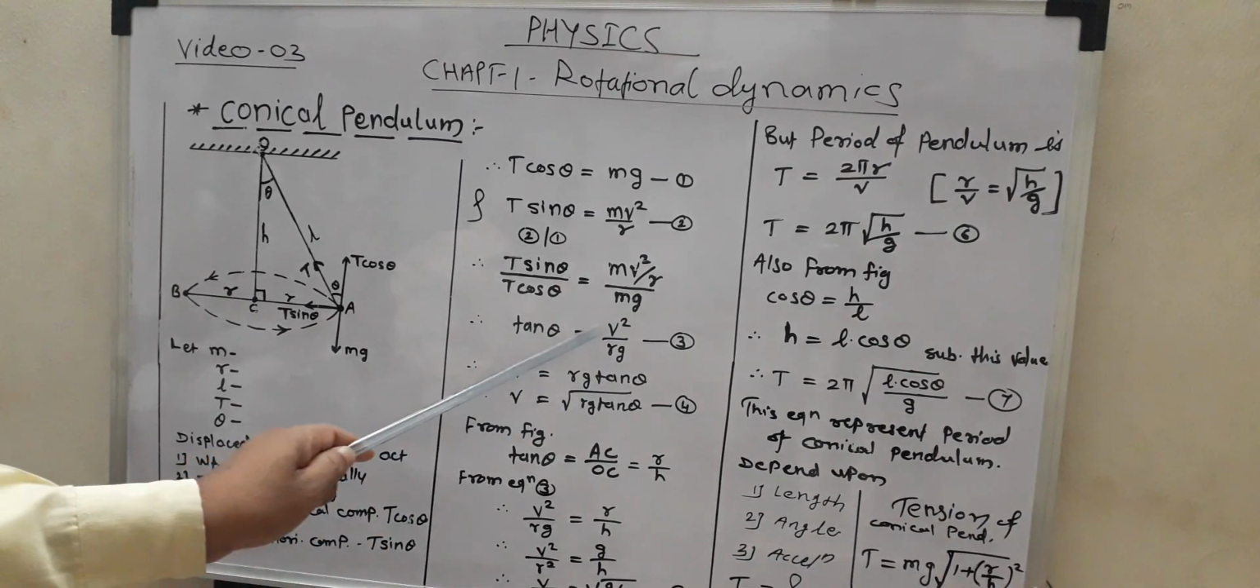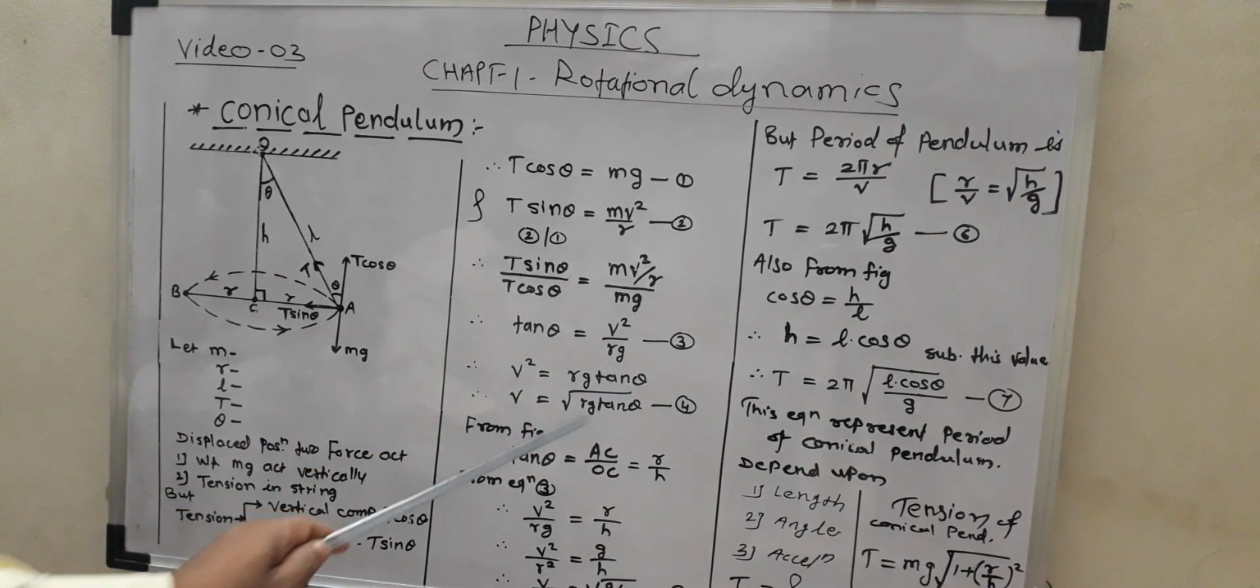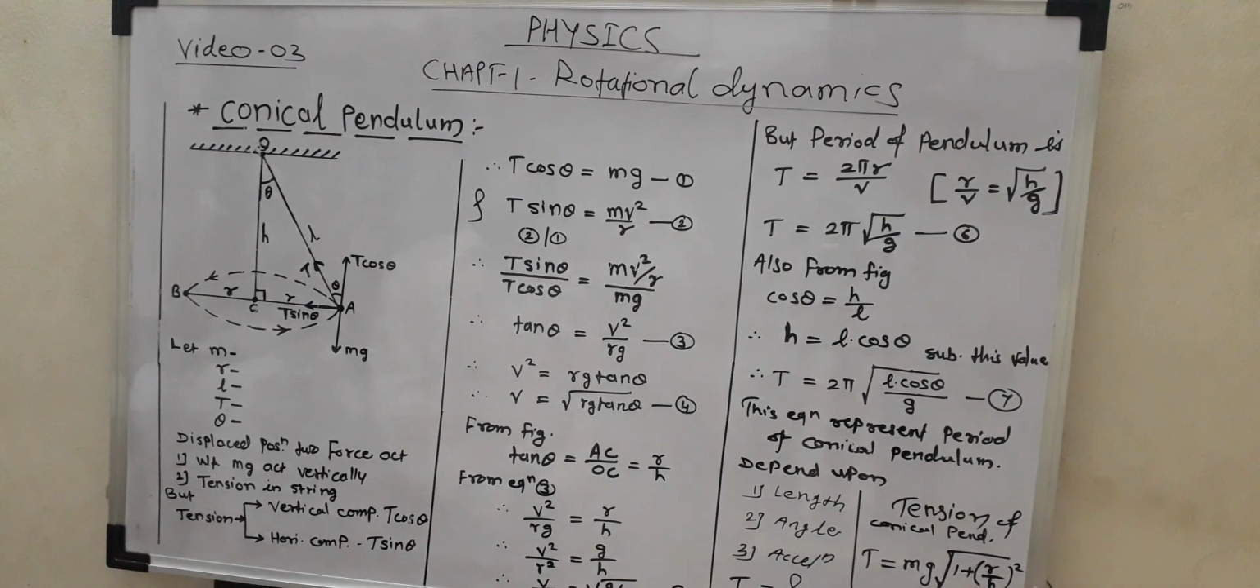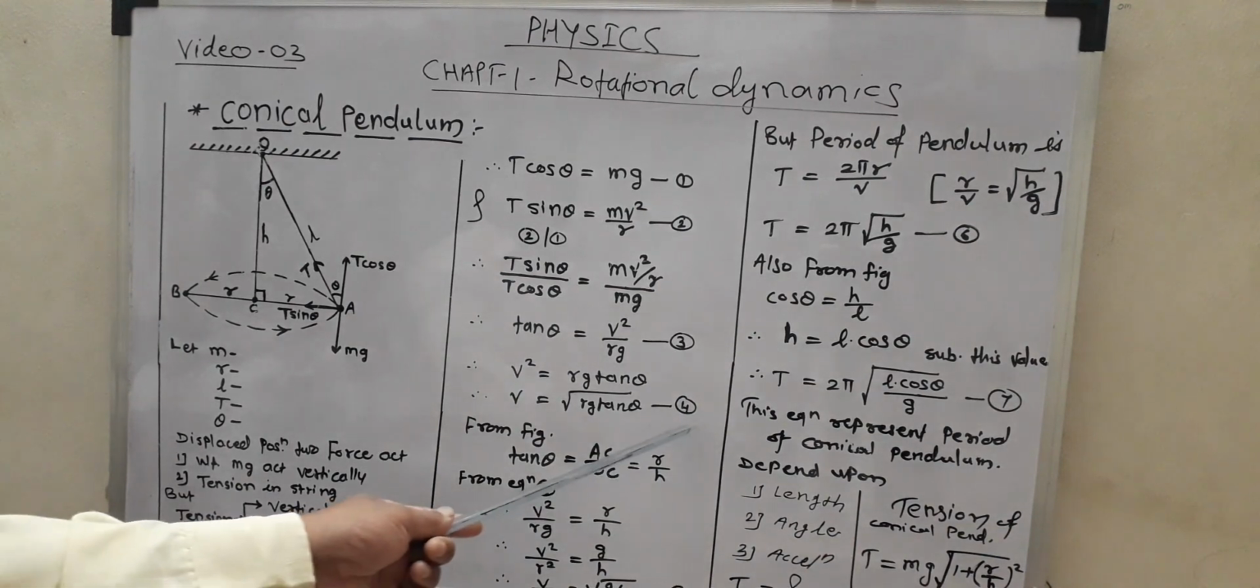Or we can write v square is equal to rg tan theta, or v is equal to under root rg tan theta. This is also the maximum speed with which this pendulum can be displaced along the horizontal circular path. v is equal to under root rg tan theta. This is equation number 4.